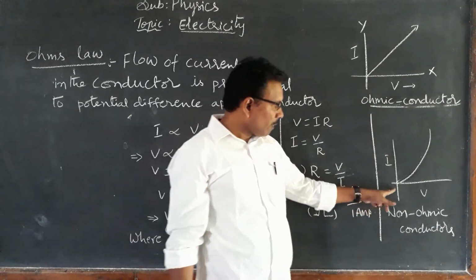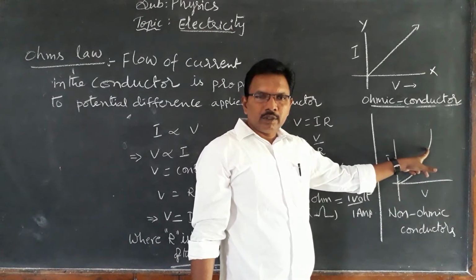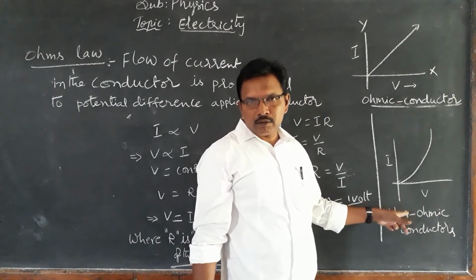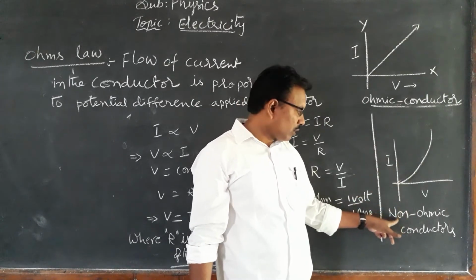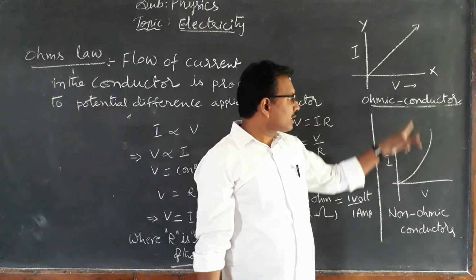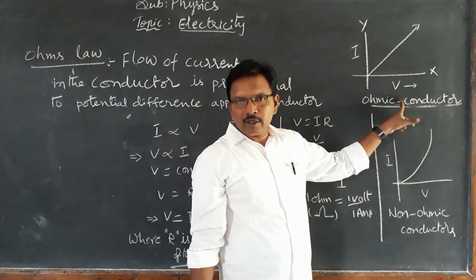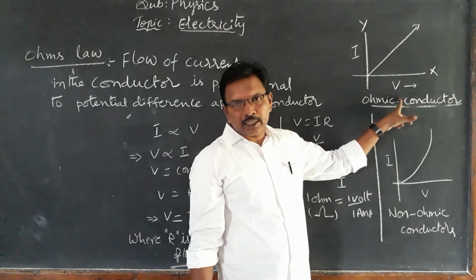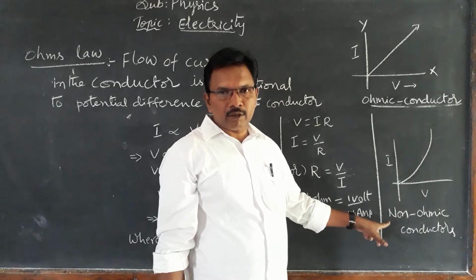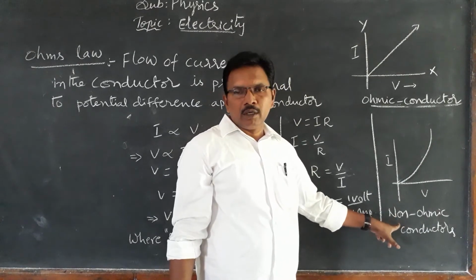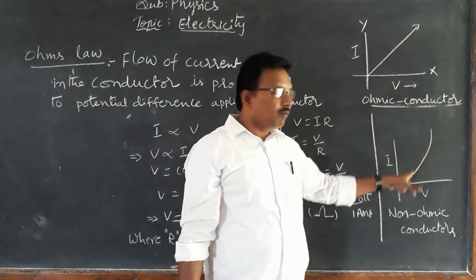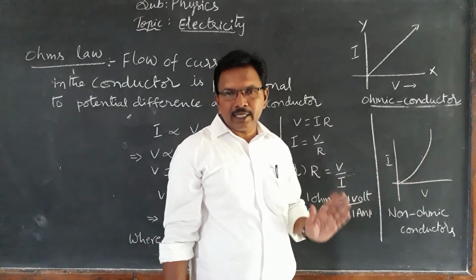Now if you see the curve here, it is not straight. That means it does not obey Ohm's law, so these are non-ohmic conductors. Good conductors like silver, copper and aluminum are ohmic, but some bad conductors like tungsten filament, resistors and semiconductors will not give a straight line. Of course current increases, but not in the same way.